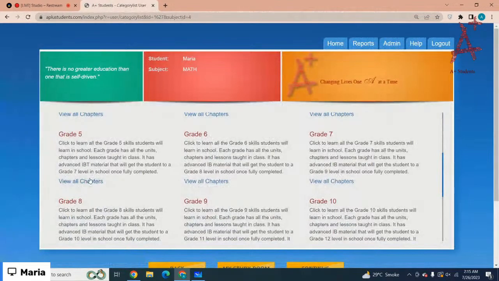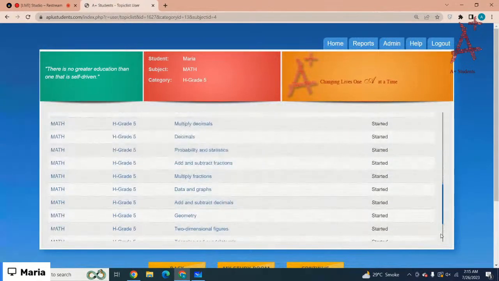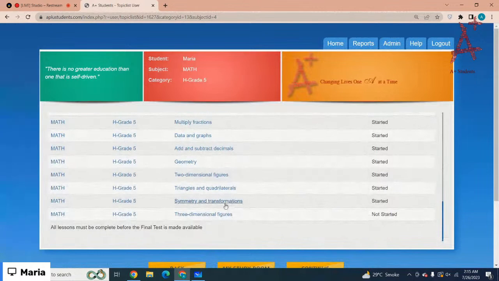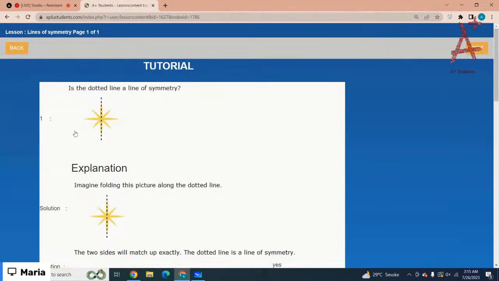Okay, here I am on grade 5. Which chapter is the next? We're going to start the new chapter, that is symmetry and transformations. So let's just start with the next lesson. Okay, let's start with the first lesson, that is lines of symmetry. So here I am on the lesson line of symmetry.